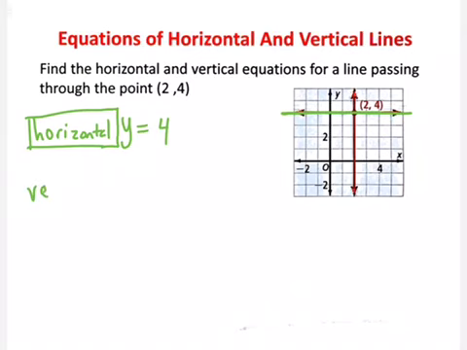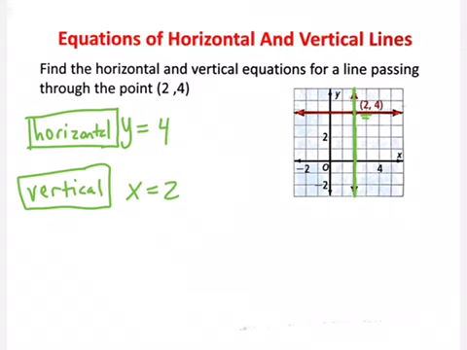Then for vertical, the value that's truly important is the one that doesn't change. In this case, the y values change constantly, so the one that doesn't change is your x values. So vertical, we're looking at x equals 2, because no matter where we go on that vertical line, the x value will always be 2, but the y values will be ever changing. So for horizontal, you've got y equals a number. For vertical, you've got x equals a number. And so these are our two equations.